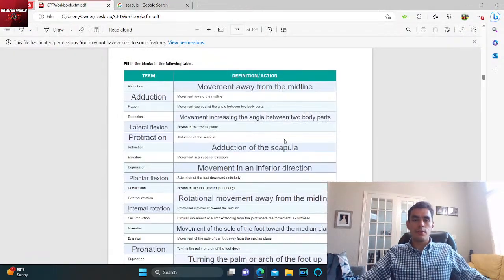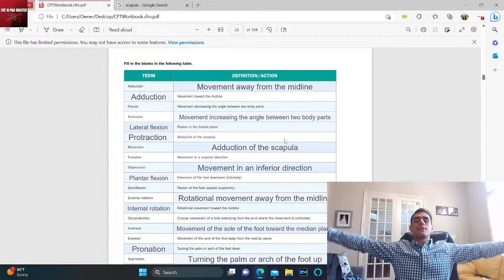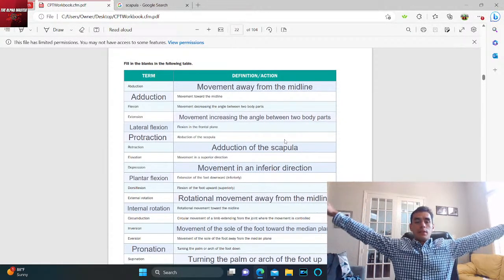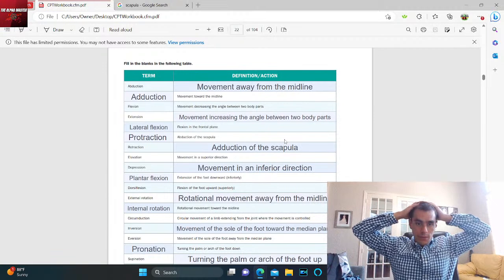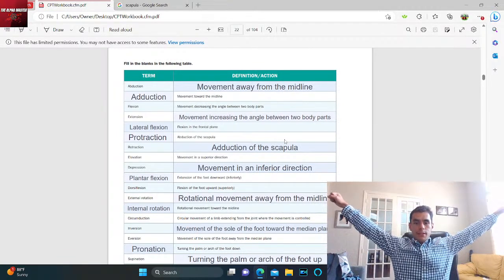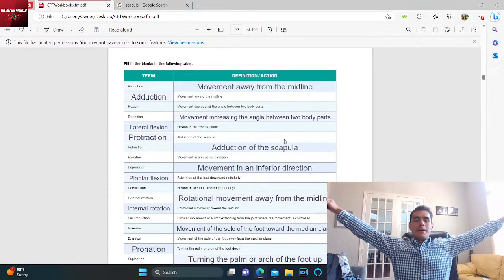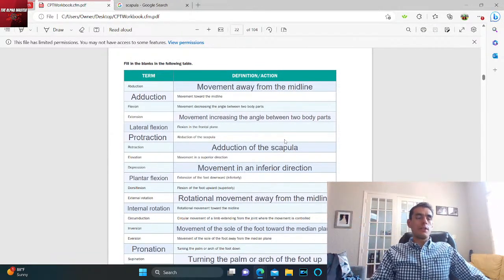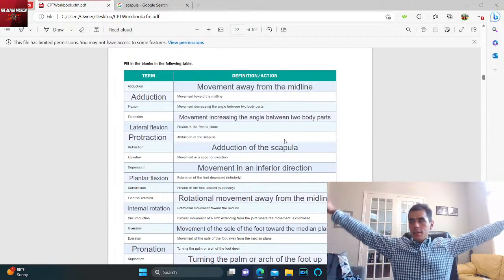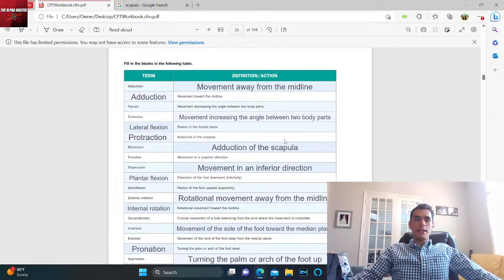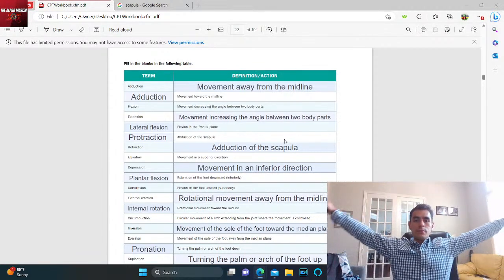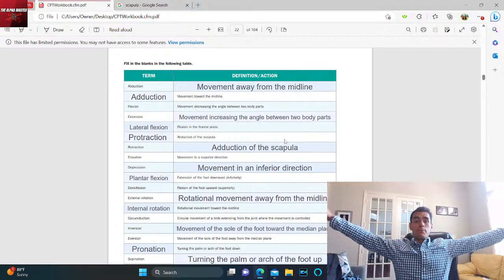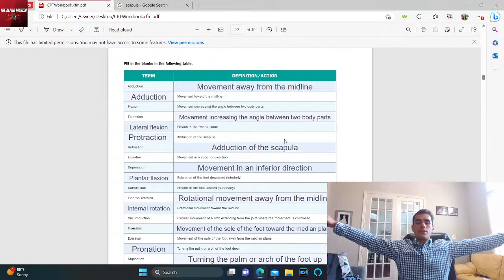So abduction is going to be like this. Abduction of the scapula is going to be protraction. Protraction is going to be abduction of the scapula, when you're doing lateral shoulder raises. You're doing protraction right here.